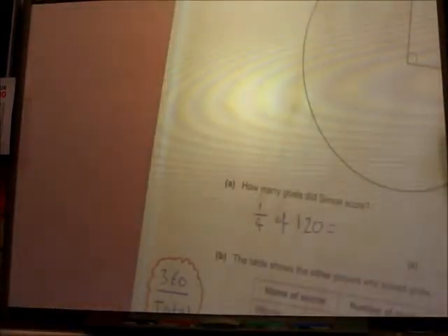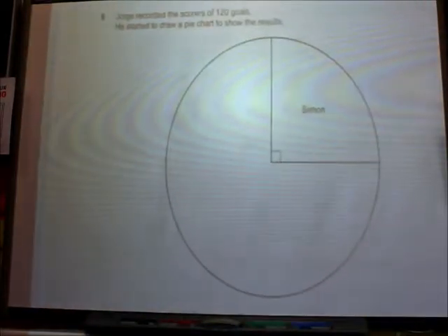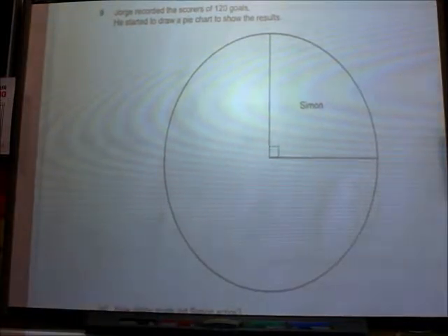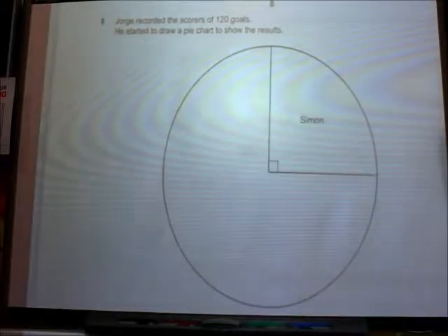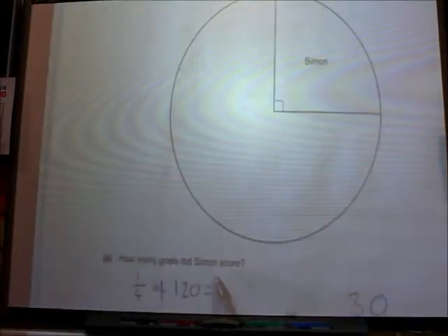Next one, question 9. It's a pie chart question. Let's have a look. So George has recorded the scores of 120 goals. He started to draw a pie chart. Okay. How many goals did Simon score?